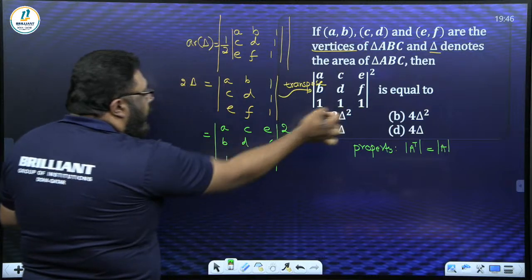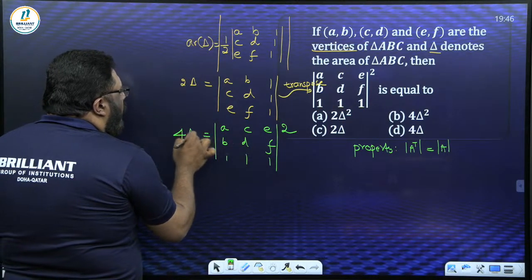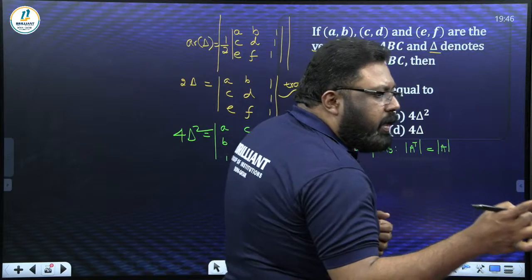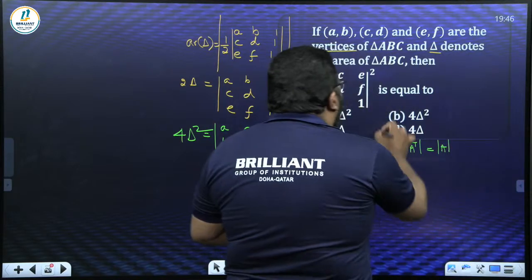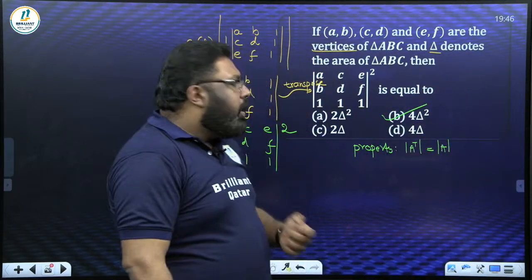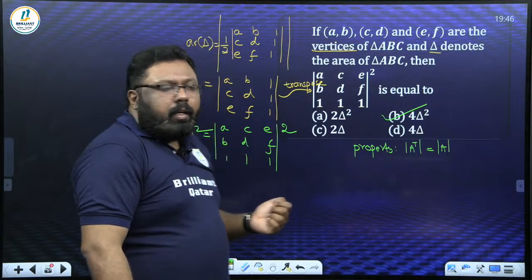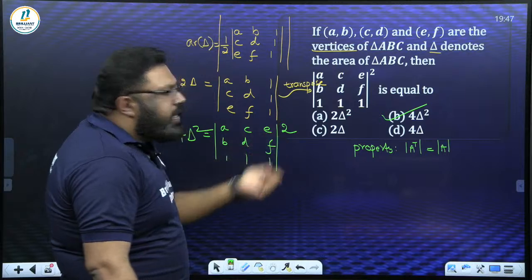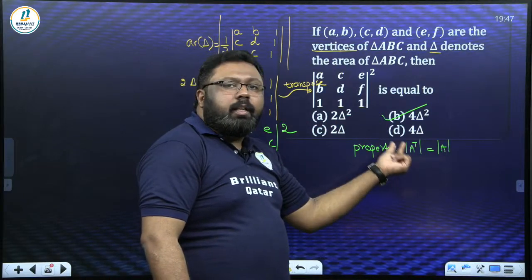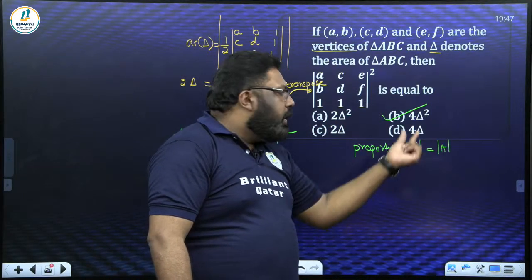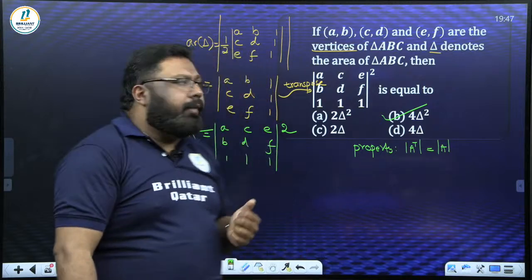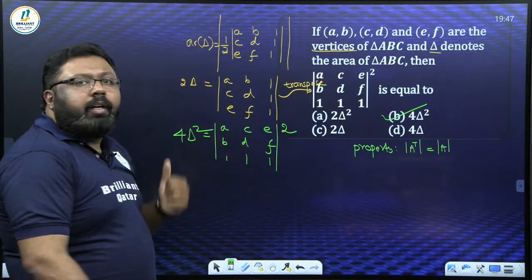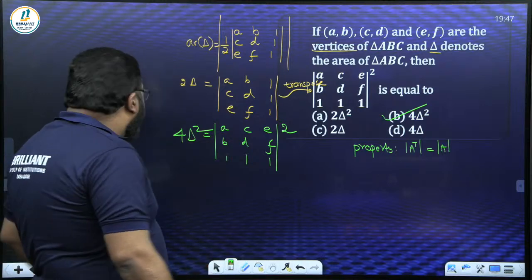But they need the square of it. If I square it, it's going to be 4 delta square. Yes, right answer. Very few students said that. Yes, I know it's confusing sometimes, but it's a very simple question. Just 2 steps, you get the answer. The property says the determinant of a transpose is the same as the determinant of the matrix itself, so I can simply square it on both sides. I get the answer 4 delta squared.